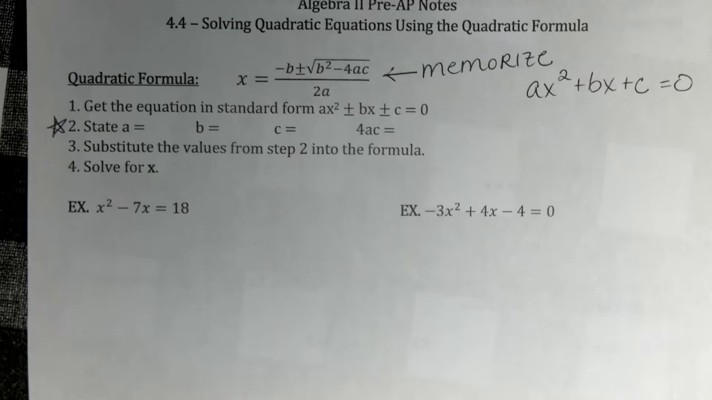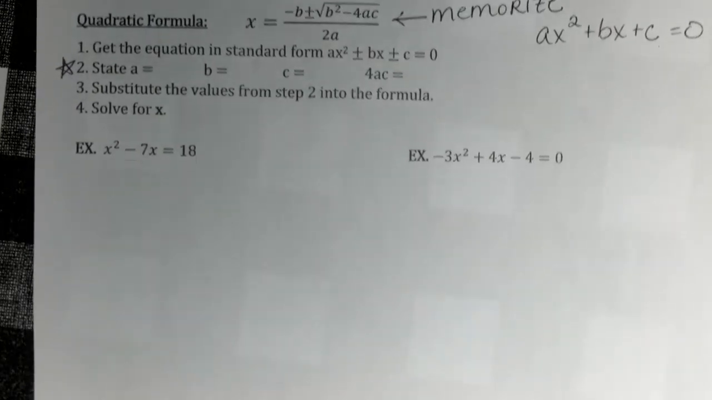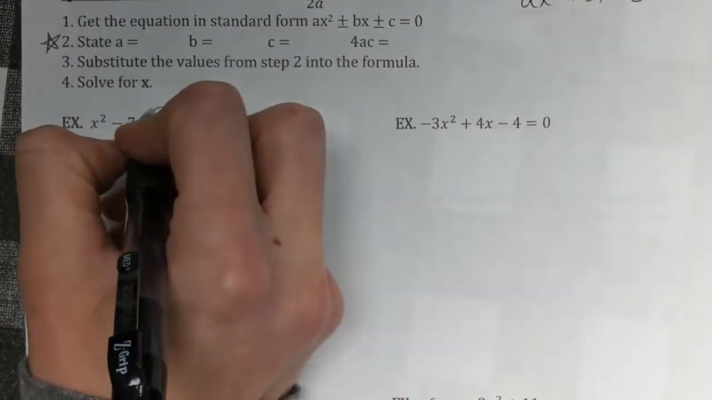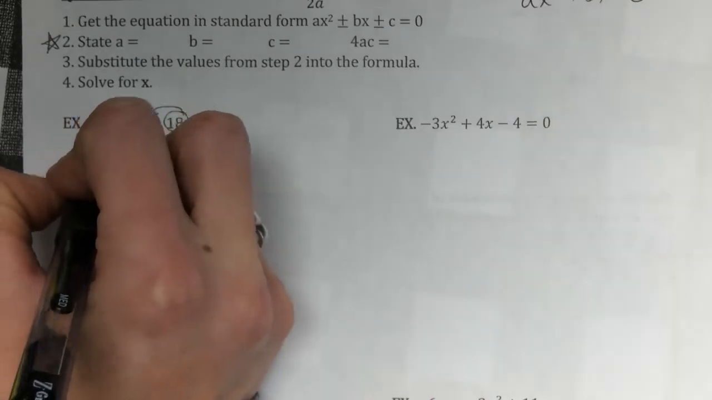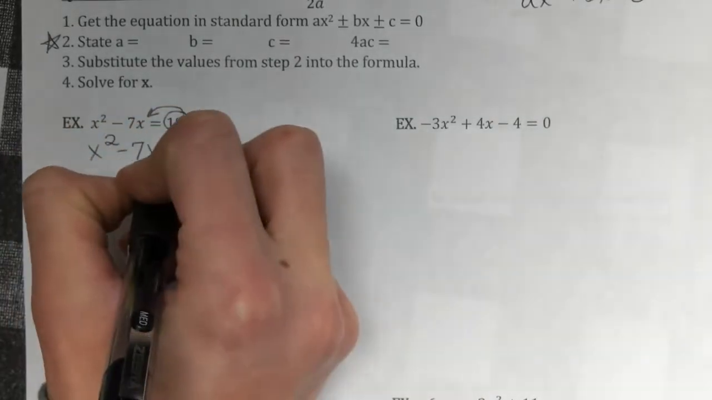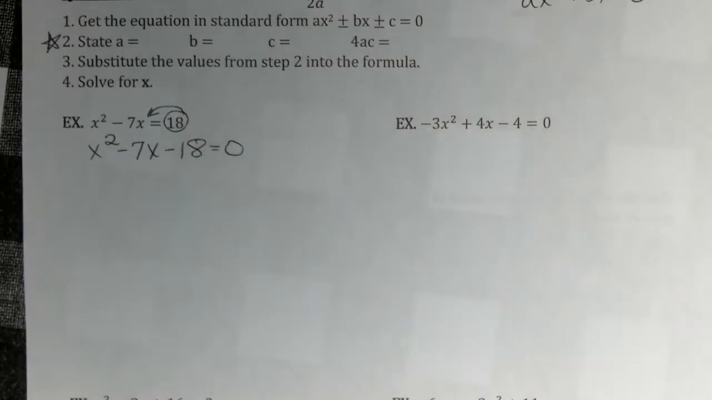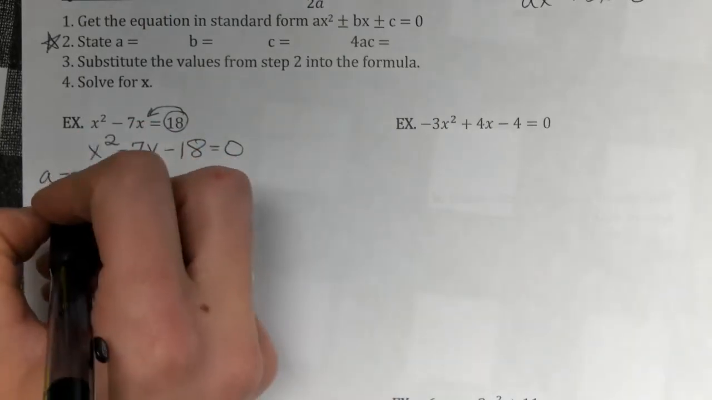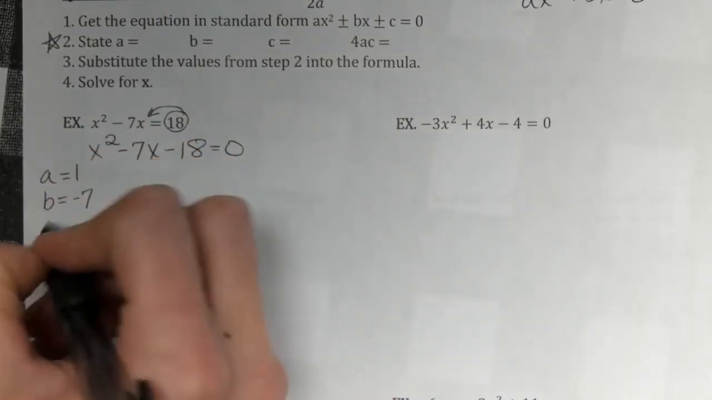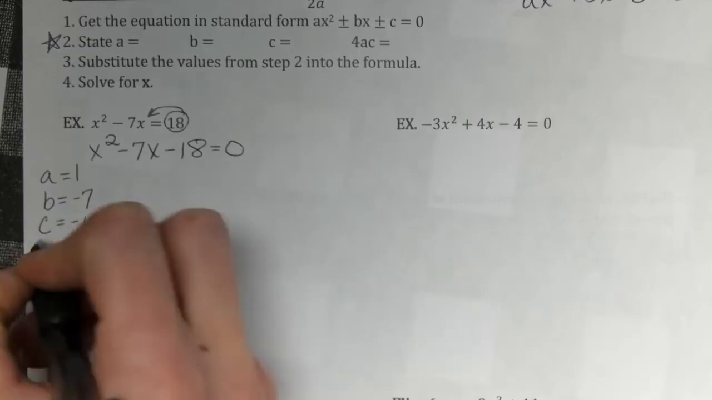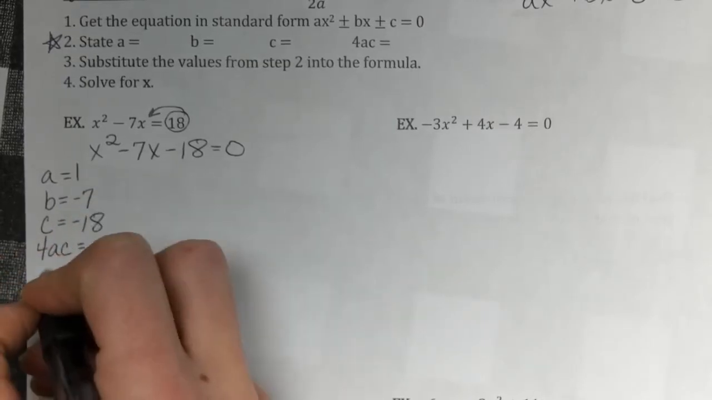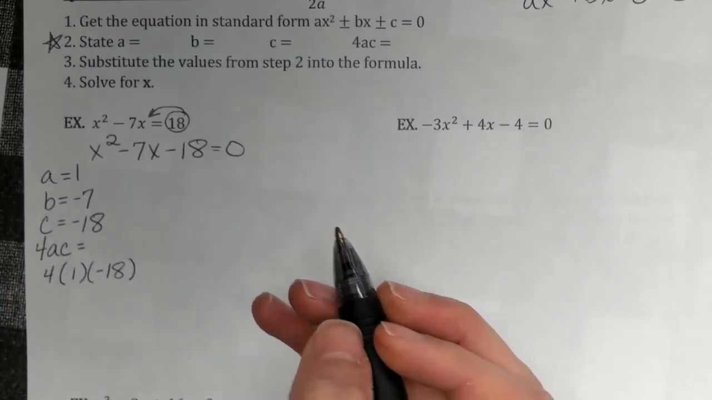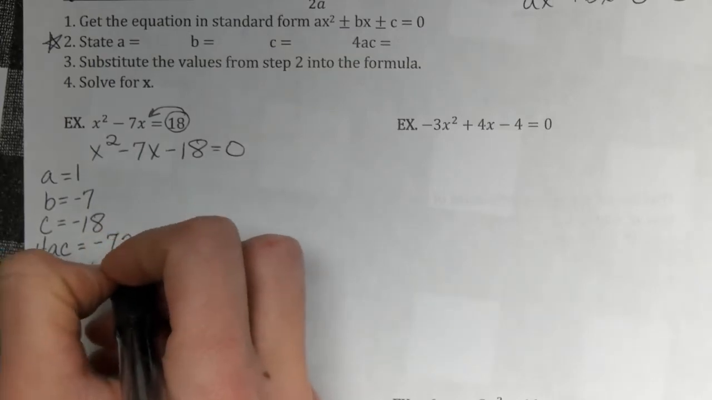So if I look at x squared minus 7x equals 18, I want to get it equal to 0. So I'm going to do what with this 18? I'm going to subtract 18. So that's going to give me x squared minus 7x minus 18 equals 0. And then I'm going to list over to the side: a is equal to what? b is equal to? c is equal to? All right, then we're going to do 4ac. So 4 times 1 times negative 18 would give me negative 72.